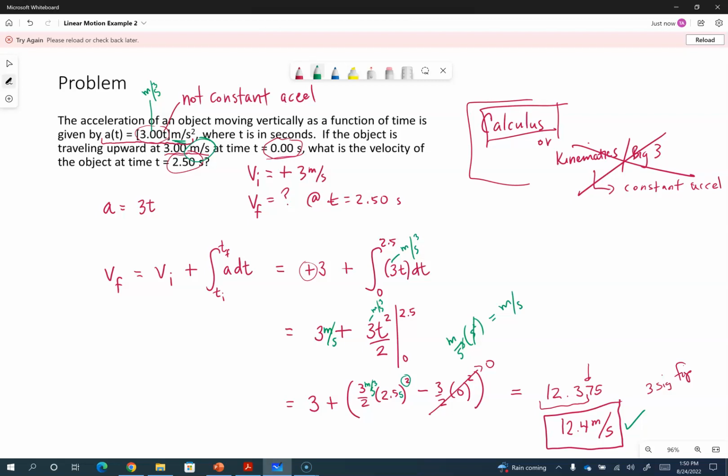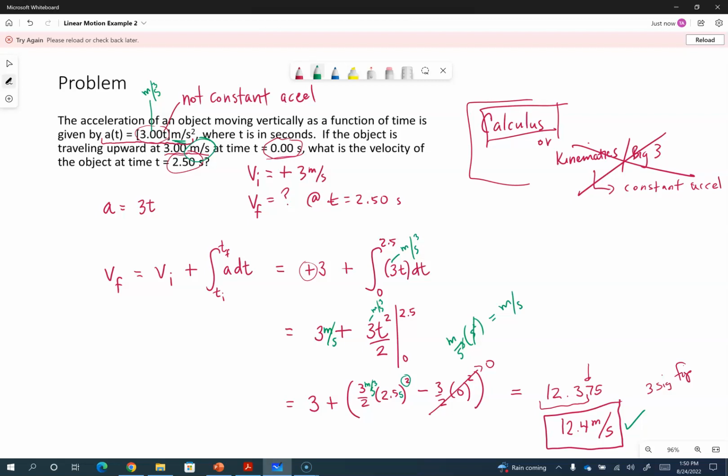So the 12.4, this object is moving at 12.4 meters per second. We get a positive answer, which means it's moving in the positive direction, which means this object is still moving upwards. So it's good to make sense of your answers in terms of the sign, what direction things will be traveling in, as well as the magnitude. Make sure it makes sense.